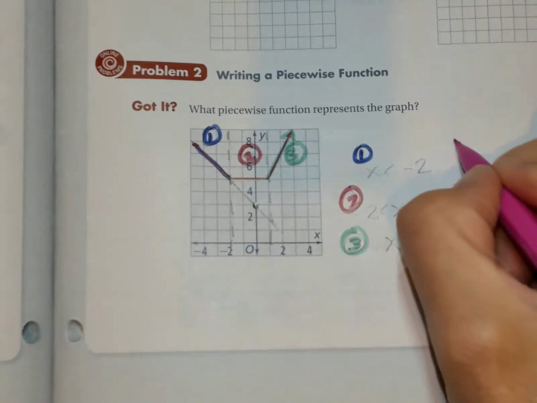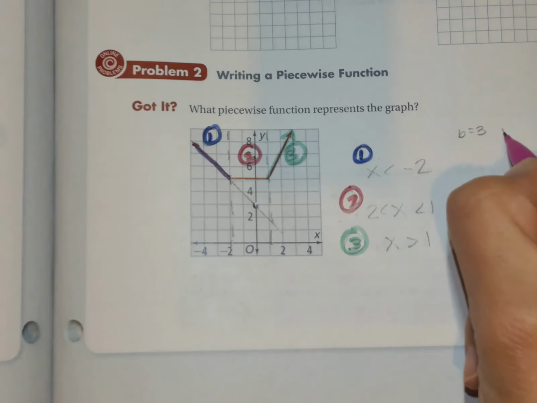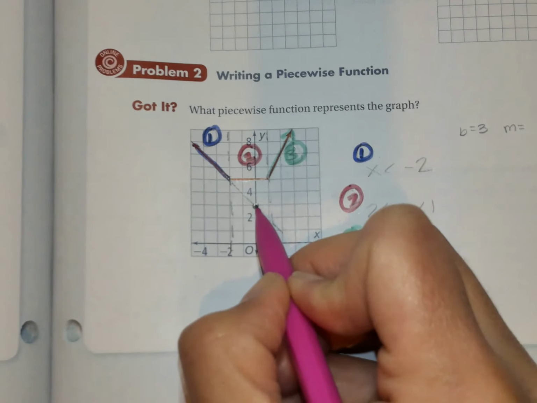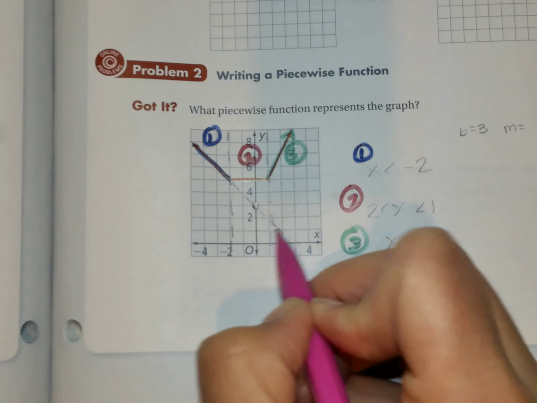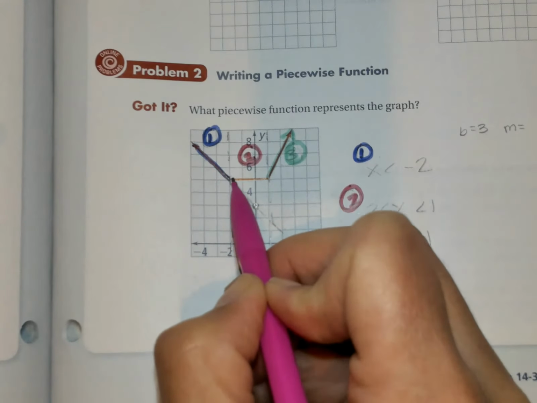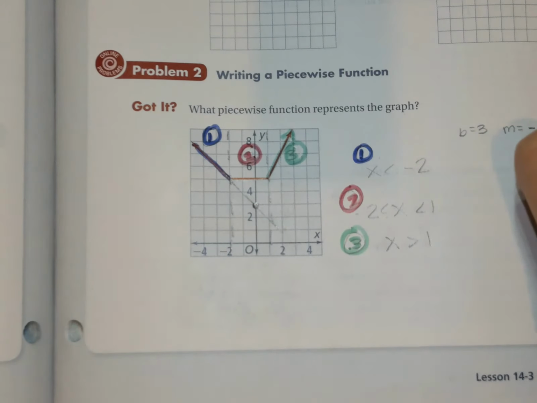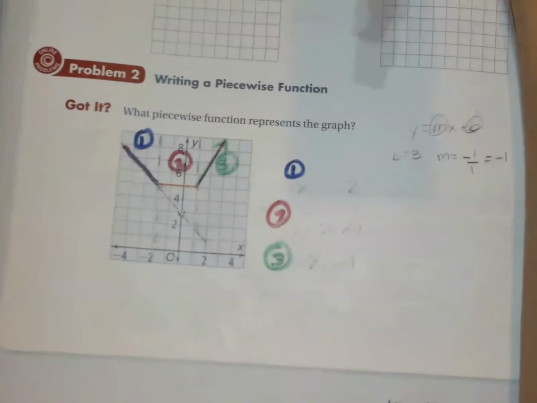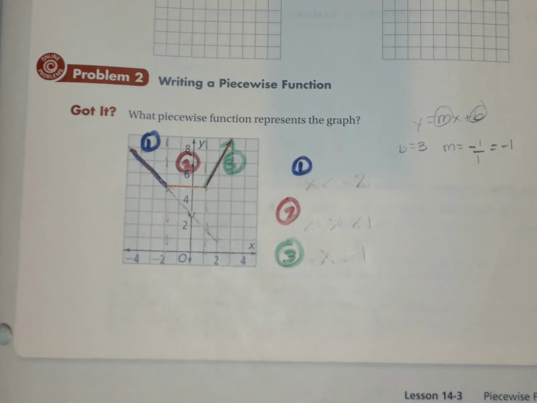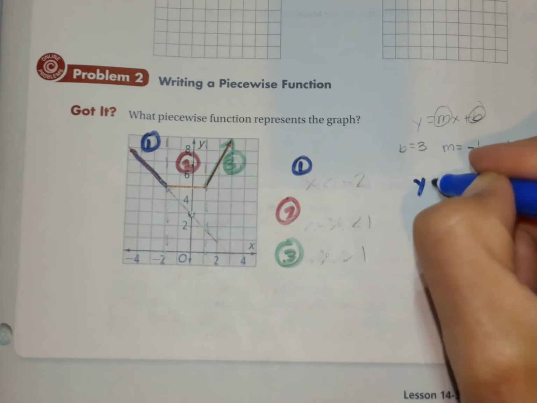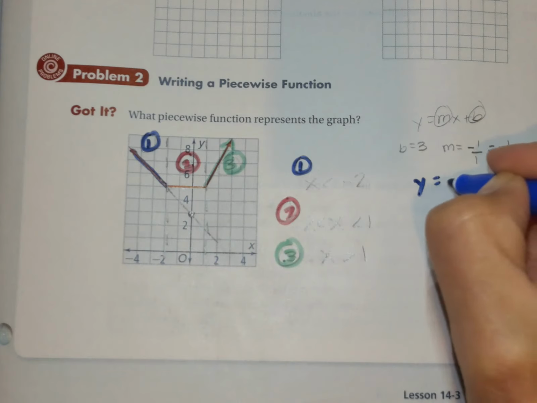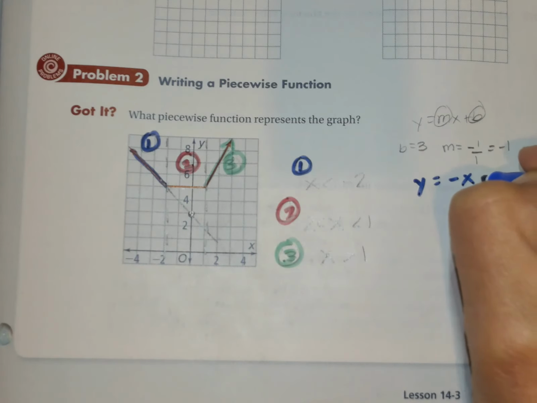So my b is 3 for the first one, and my m, my rise over run, it looks like it's going down 1 over 1. I want to make sure: down 1 over 1, down 1 over 1. So that would be -1 over 1, which is just -1. So that's actually how you get your equation. y equals mx plus b. You plug in for m and you plug in for b. Okay, so my equation would be y equals, m is -1, so -x plus 3.